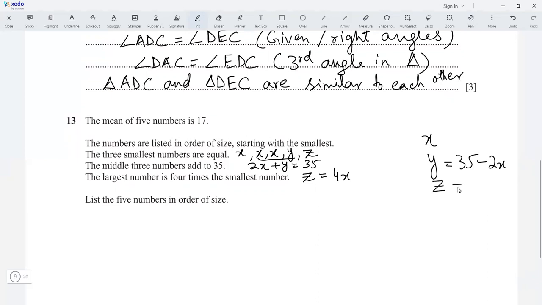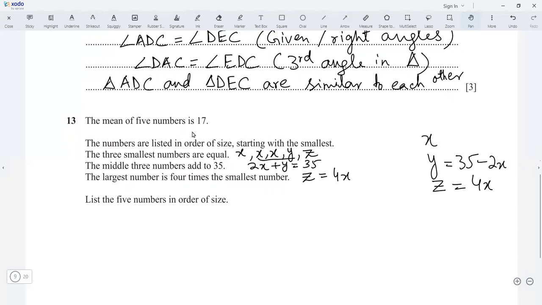Similarly, z is already expressed in terms of x. So these are all three numbers expressed in x. The first three numbers are already x. What we have to do is list the five numbers, find all of them from the smallest to the biggest.